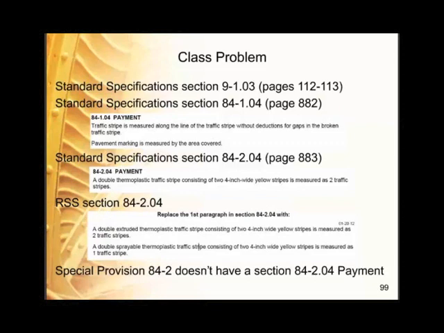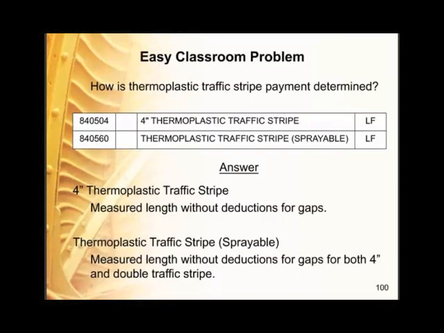Now for the answer to our classroom problem, how is thermoplastic traffic stripe payment determined? The answer is, for the first item, 84504, the payment would be based on the measured length without deductions for gaps in broken traffic stripe. And for the second paid item shown, 840560 thermoplastic stripe sprayable, payment would be based on the measured length without deductions for gaps in broken traffic stripe for both a 4-inch and for a double thermoplastic traffic stripe. I guess you'd have to be lucky to get extrudable in order to get measured twice in length.